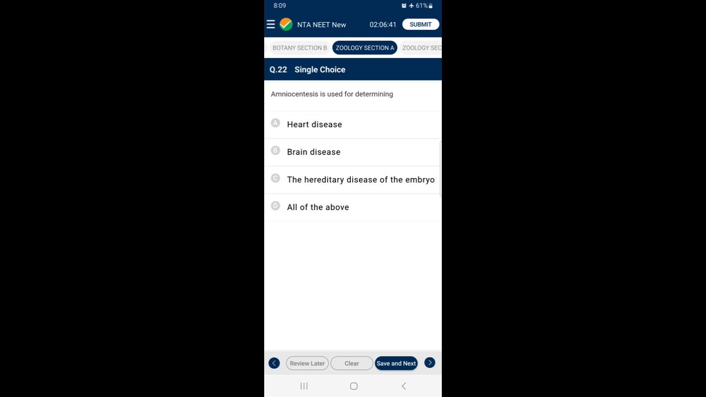Question number 22. Amniocentesis is used for determining. Amniocentesis is a test done to determine the sex of the fetus and disorders. It is based on chromosomal patterns in the amniotic fluid surrounding the embryo. It is legally banned for the determination of sex, but it is misused to kill the normal female fetus. So the answer is option C. Amniocentesis is used to determine hereditary diseases of the embryo.